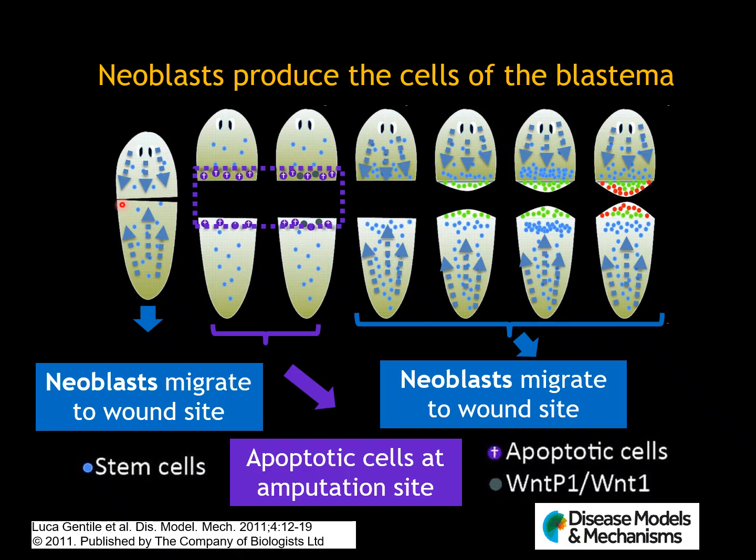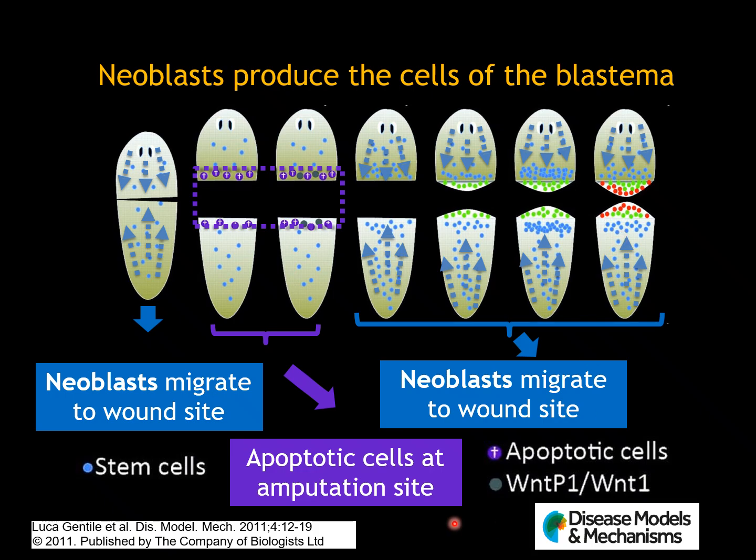So here you see that there was a cut here, and the neoblasts migrate to the wound site. The first thing that happened here, in purple, is that there are apoptotic cells at the amputation site. So the cells that are not working well, they died. Then there's migration of the neoblasts to the wound site, and if you see they start changing in color, these represent the different types of cells that are differentiated.